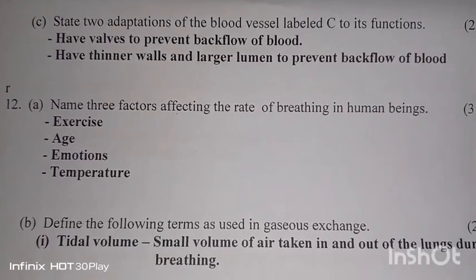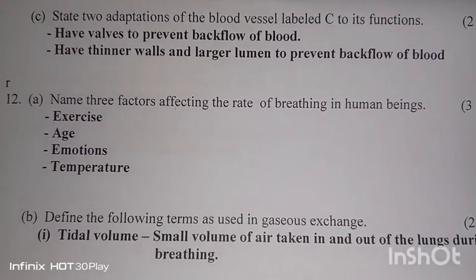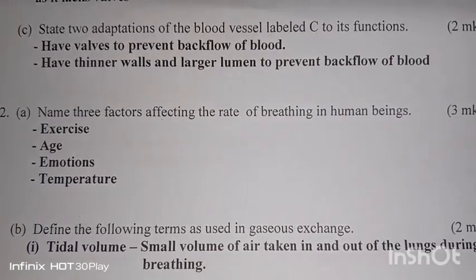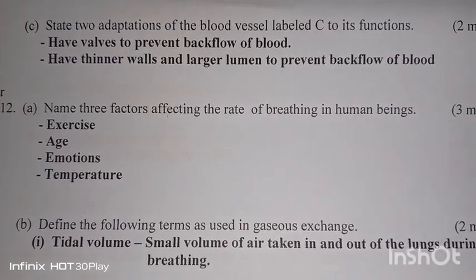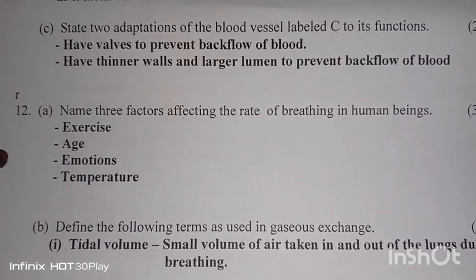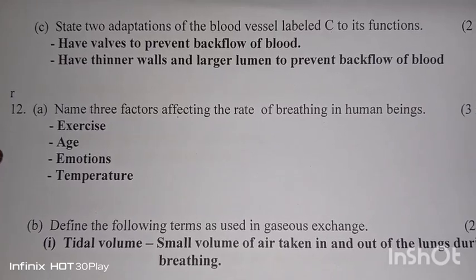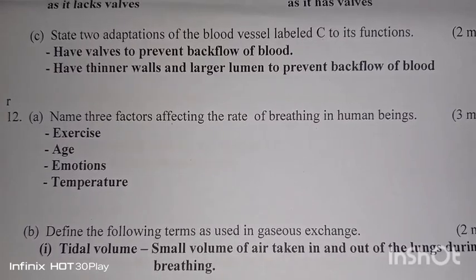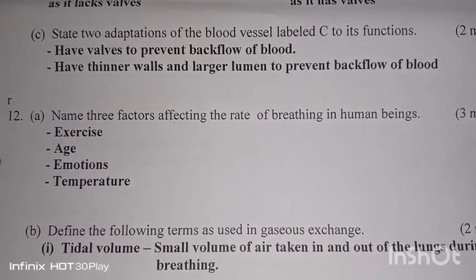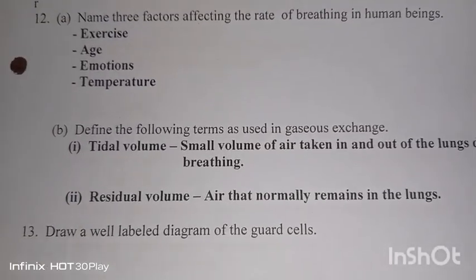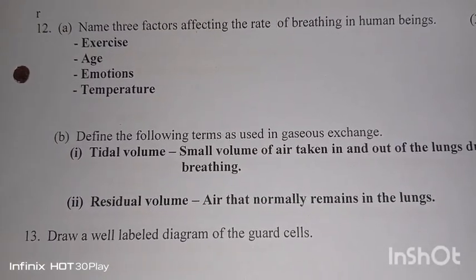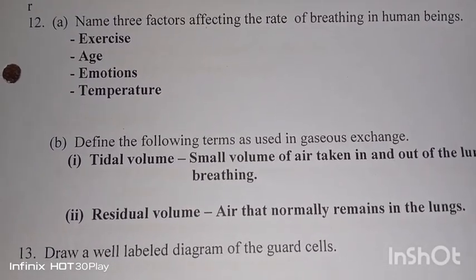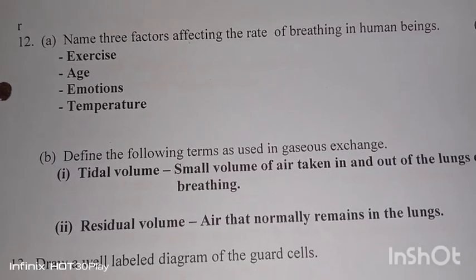Then state 2 adaptations of blood vessel labeled C to its function. Blood vessel labeled C, it's a vein. It has valves that prevent backflow of blood, and then it has thinner walls and larger lumen. And name 3 factors affecting the rate of breathing in humans. How fast or how slow we breathe, depending on 1, exercise.